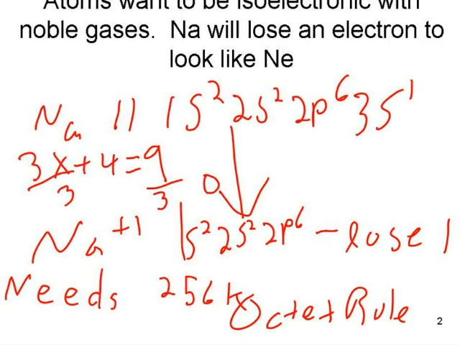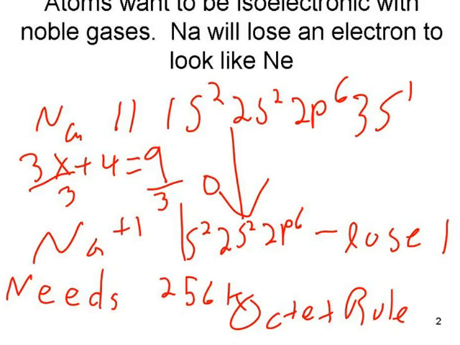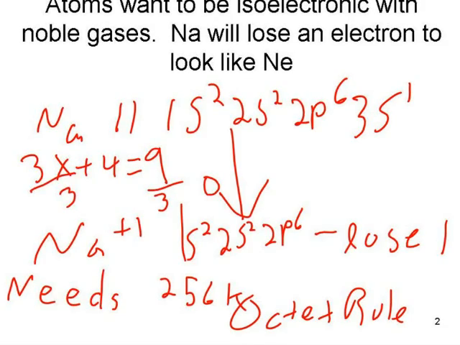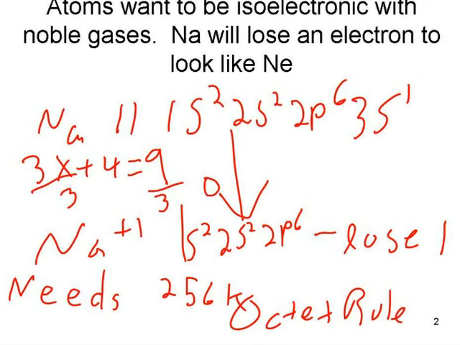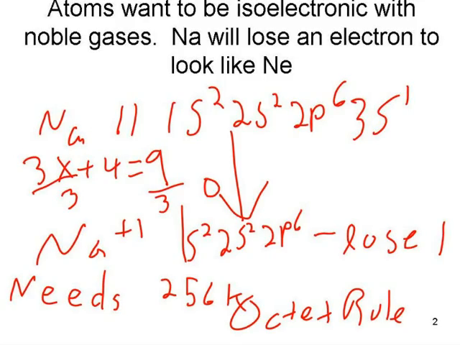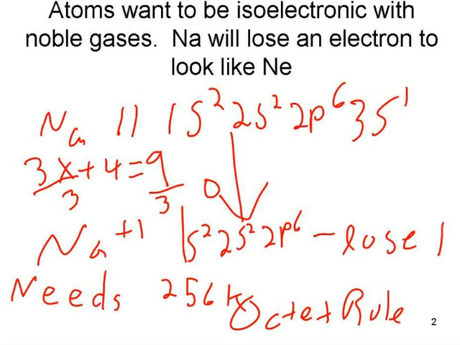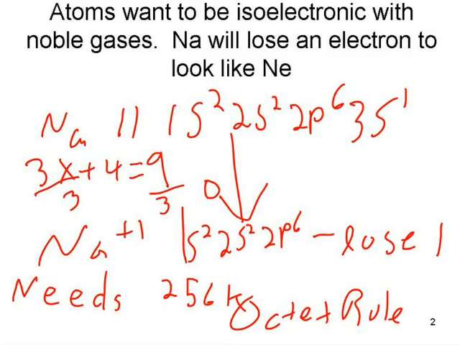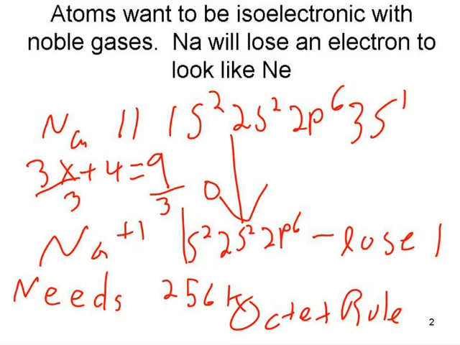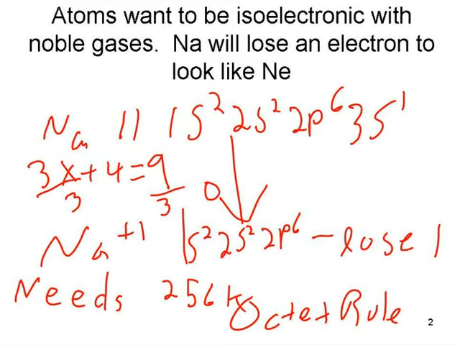So 1s2, 2s2, 2p6. Now there's some extra writing on this slide that I can't quite figure out. 3x plus 4, 9 divided by 3. So if I have a chance, I'll revise it and get rid of that. But it's the electron configurations that we need to focus upon.